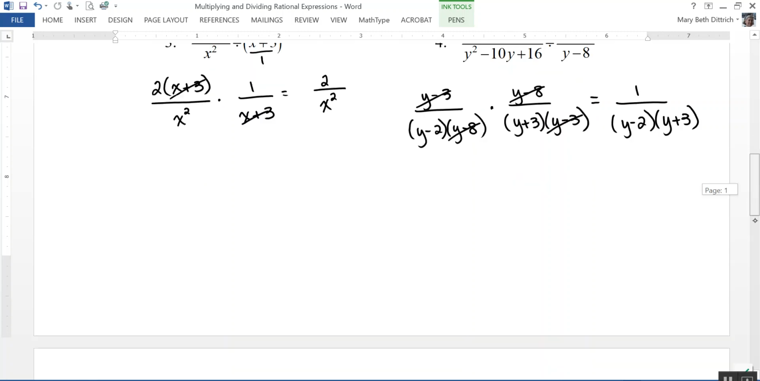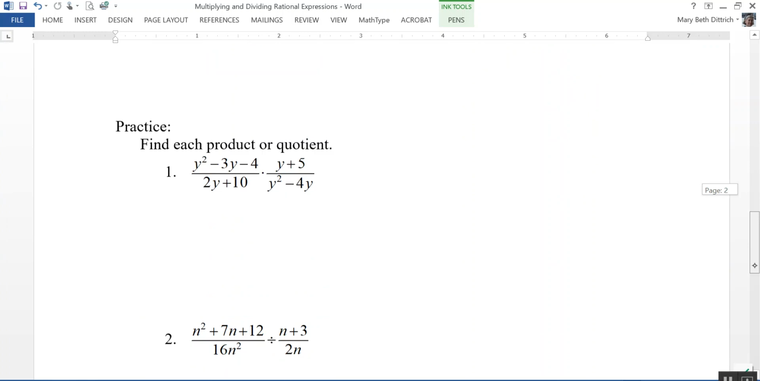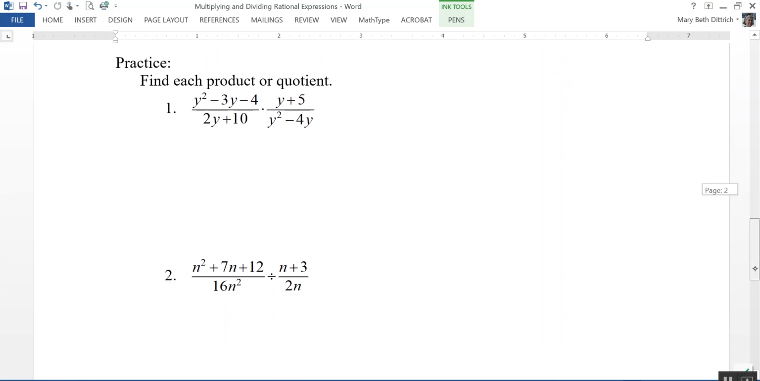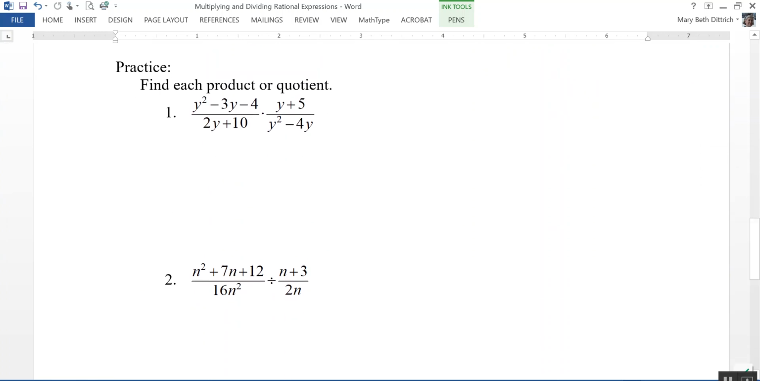So I have a couple practice problems I'd like you to try. There's one multiplication and one division here, so go ahead and stop the video and do these in your math journal.